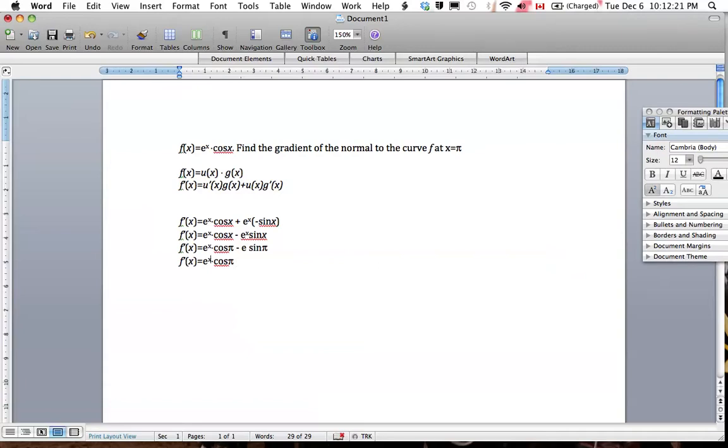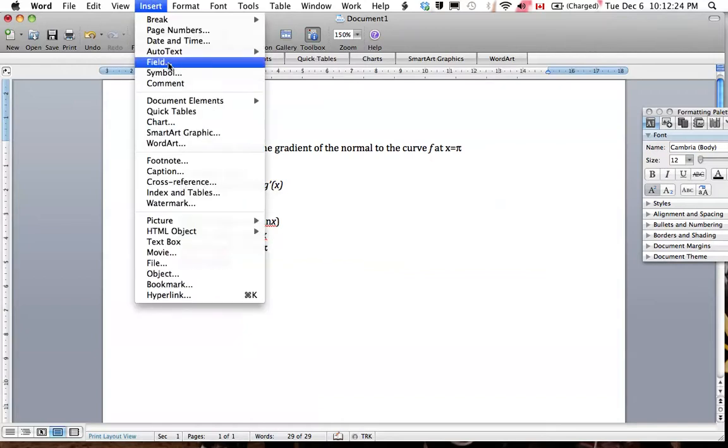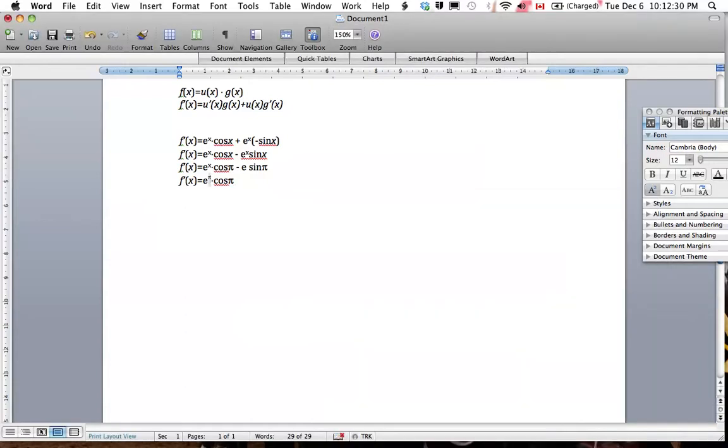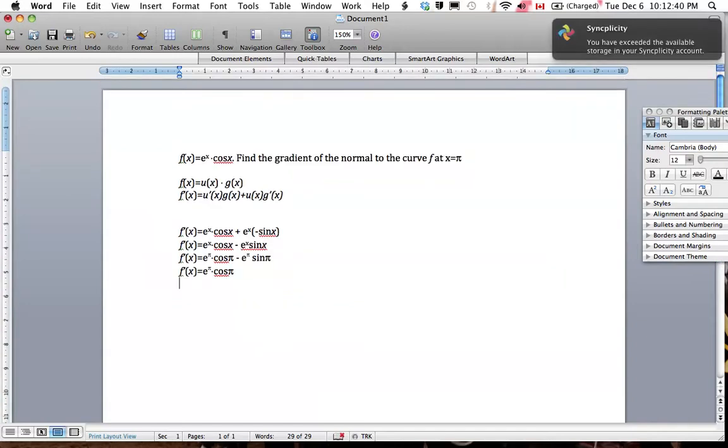So e to the pi cos pi is the gradient at x equals pi, and that of course simplifies to negative e to the pi, because cos pi is of course negative 1, because pi is in the second quadrant, I suppose, where x is negative, so cos is therefore negative.